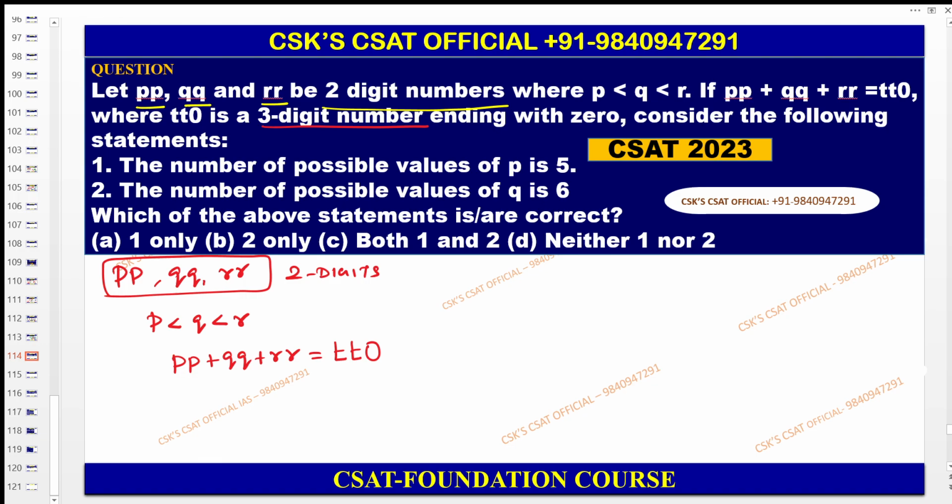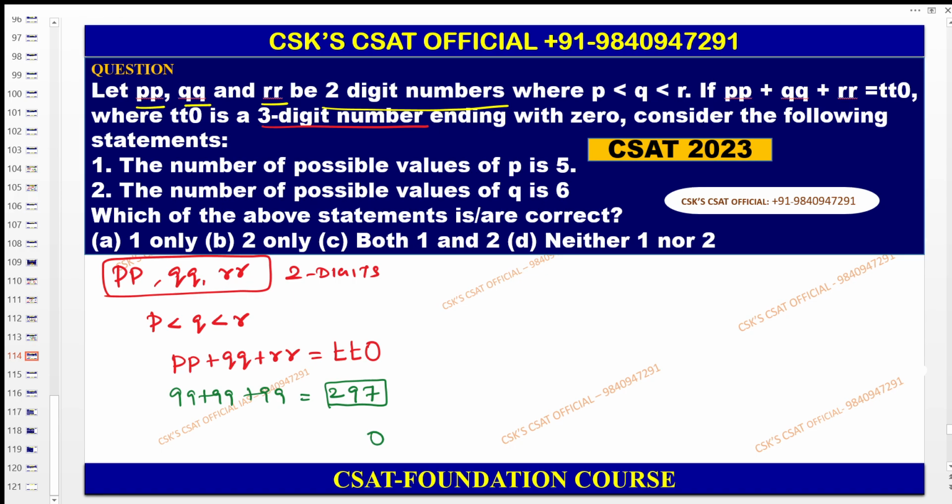Consider the following statements. The number of possible values of P is 5. Number of possible values of Q is 6. The first thing here is, let me tell you one thing. The first thing you need to check in this kind of question is to put a maximum value. Put the maximum 2-digit values here. What could be the resultant here? 297. So therefore, the maximum itself is 297.